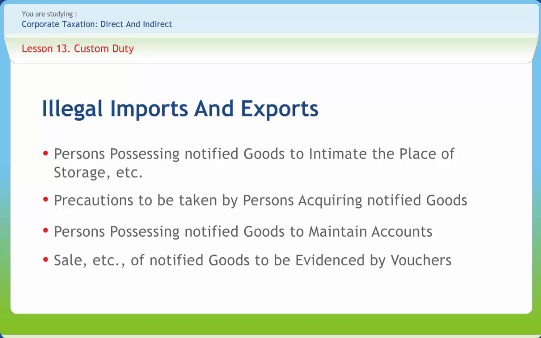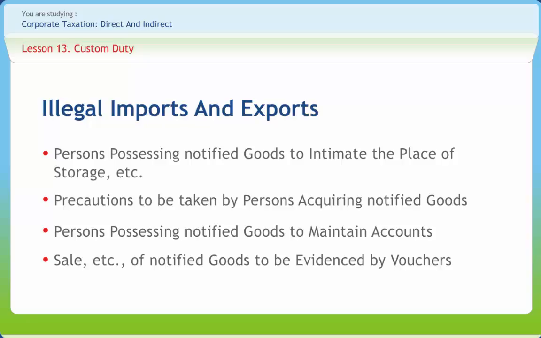Every person who owns, possesses, or controls any notified goods and who uses any such goods for the manufacture of any other goods shall maintain in such form, in such manner, and containing such particulars as may be specified by rules made in this behalf, a true and complete account of the notified goods so used by him, and shall keep such account at the intimated place.